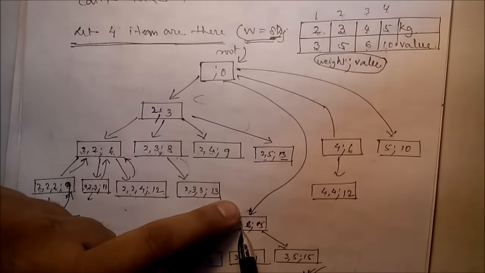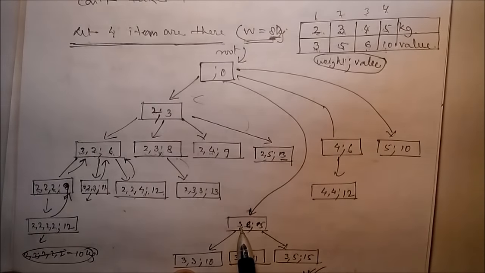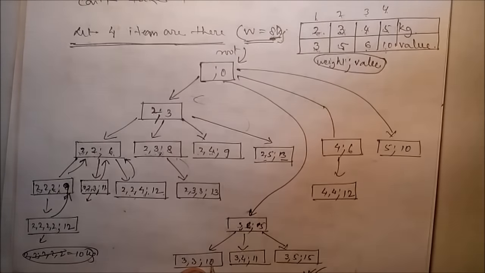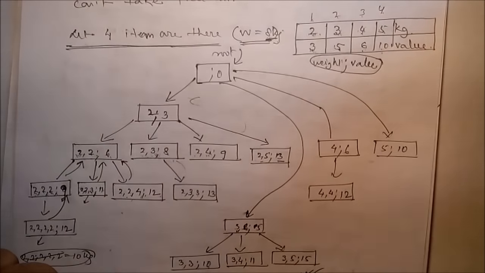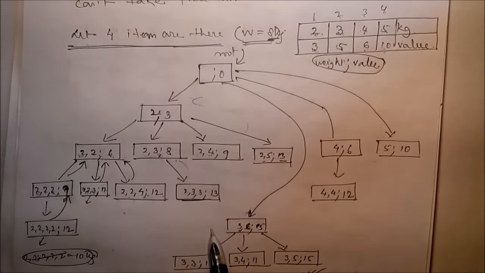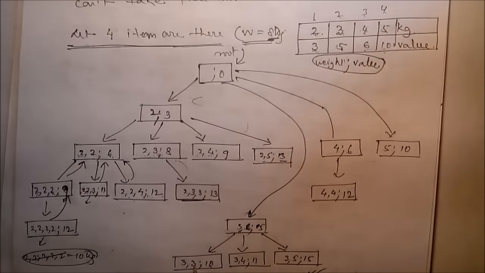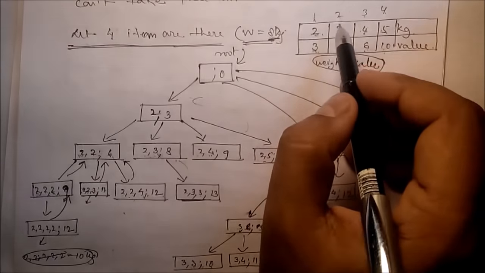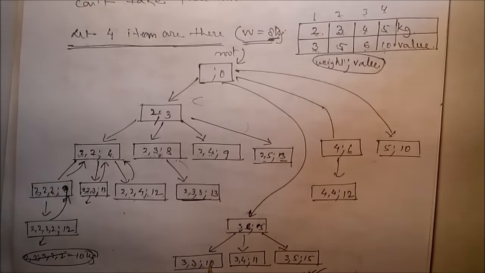Can you take another second item? Yes, 3 plus 3, 6. 3 plus 3, 6, less than 8. Total value is 5 plus 5, 10. Can you take another first item, 2, 3, 2? We can, but we should not because we have already explored. Can you take another second item, 3, 3, 9? 9 is more than 8. So we can't take the second item one more time.